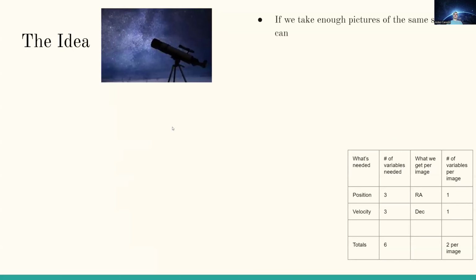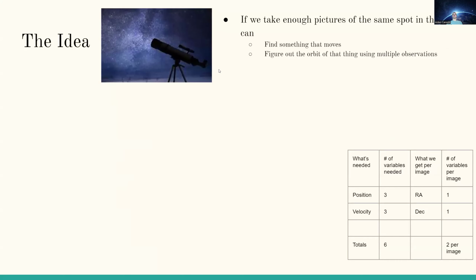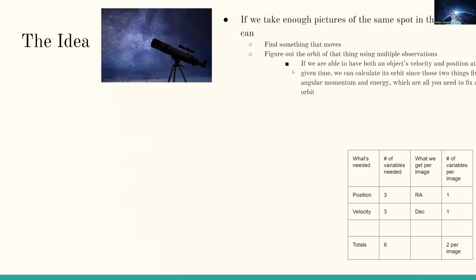So the idea here is we take pictures of the same spot in the sky, and we find something that moves, which is going to be an asteroid, because the stars do not move at a pace that would be noticeable by any telescope over this period of time. Then we figure out the orbit of whatever that thing is using multiple observations. In this case, it's going to be asteroids.